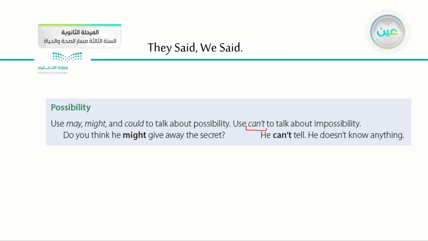So can't is used to talk about the impossibility of something. If we want to show the possibility of something, we use may, might, and could. May, might, and could are words that are used to talk about the possibility of anything. For example, do you think he might give away the secret?